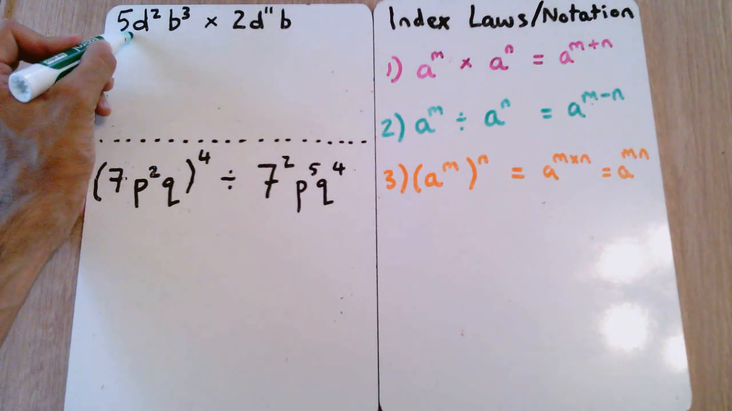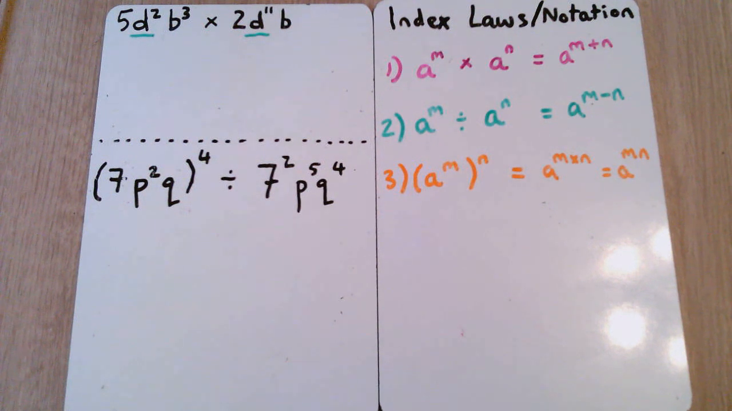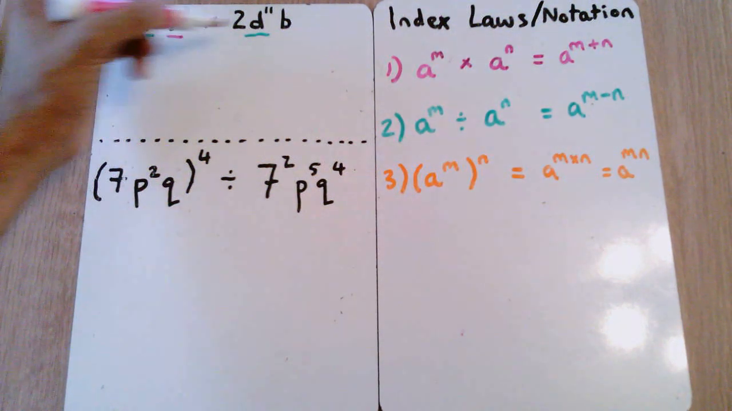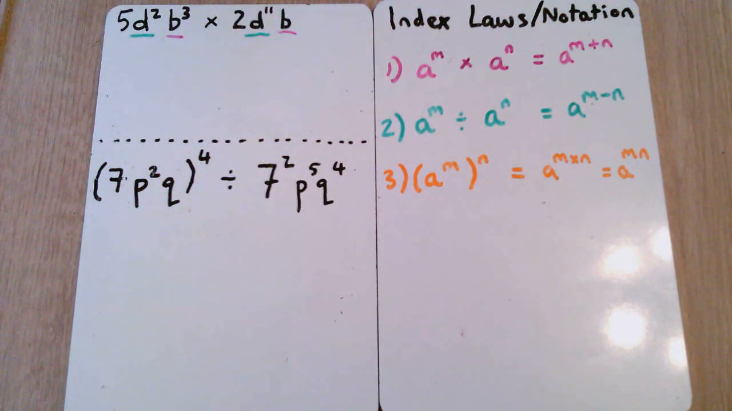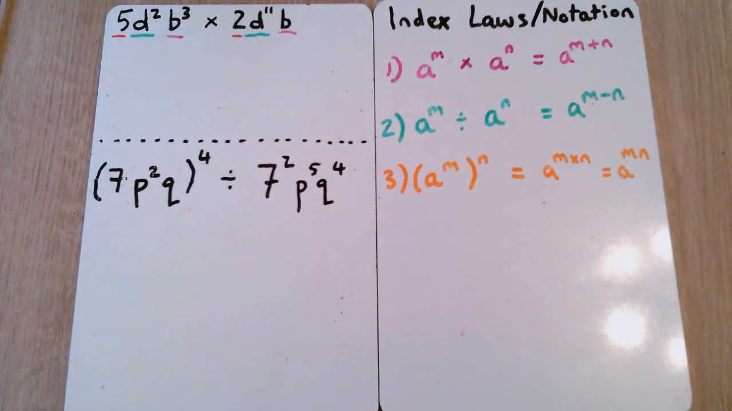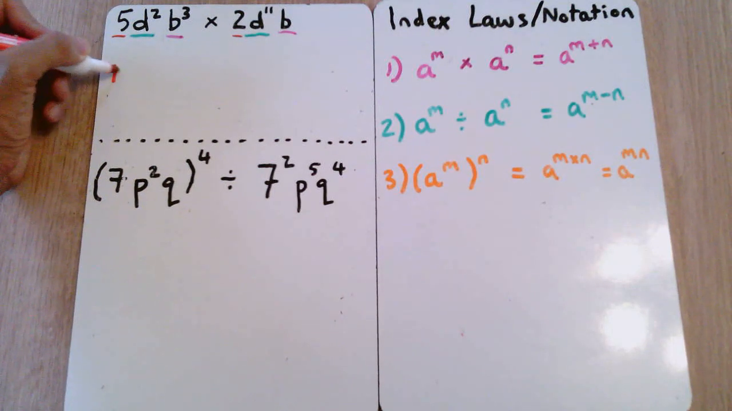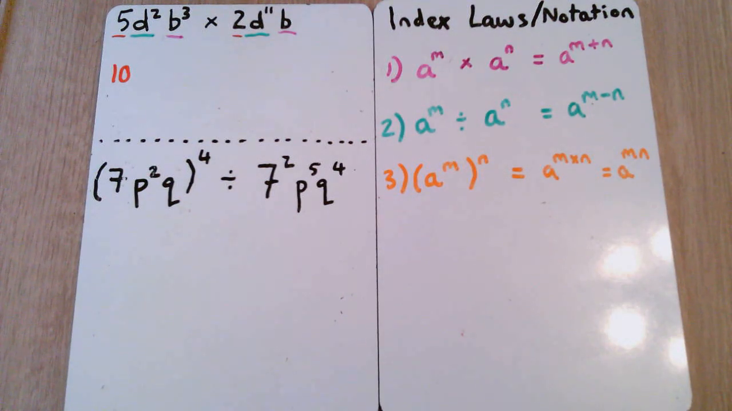We're going to say D squared and D to the 11, they're one set of values. B cubed and B are going to be another set of values. And then the 5 and 2 are just our numbers. Now, they don't have the same base, but we can still multiply these together. So if we look at 5 times 2, that's just going to give us a value of 10.